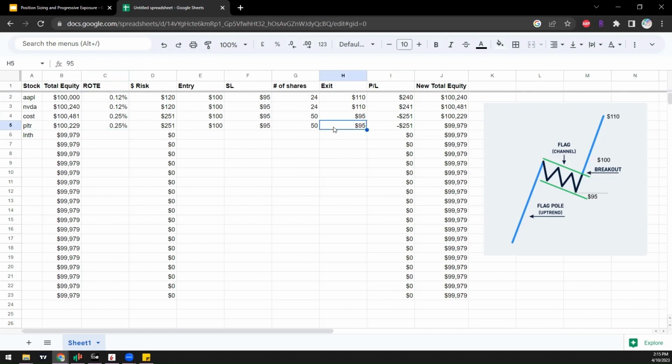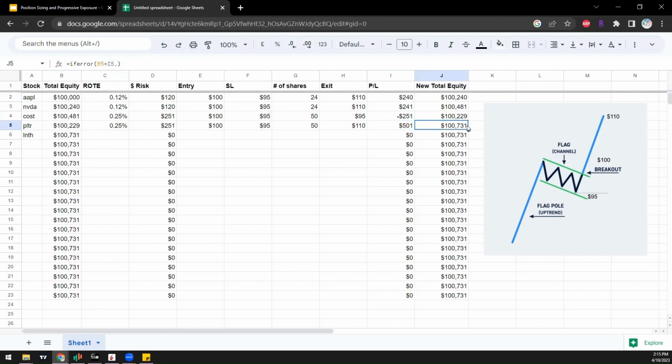Now, let me show you an example. Let's assume that Palantir did work, and we were comfortably up to 100,730. Then, in my next trade, what would I?